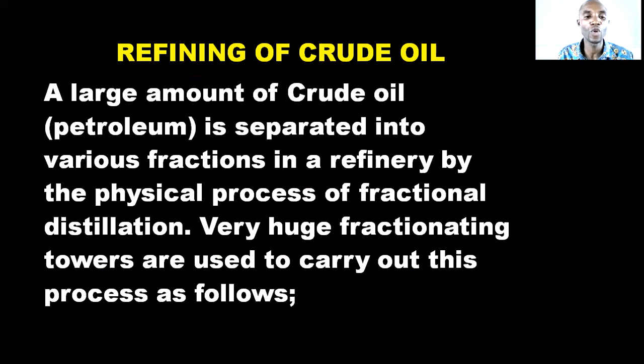So a large amount of crude oil, which is petroleum, is separated into various fractions in a refinery by a physical process of fractional distillation. Very huge fractionating towers are used to carry out this process. It is separated into several fractions based on their boiling points, in a physical process. And that is being done through what? Fractional distillation. And we use a fractionating tower for that.